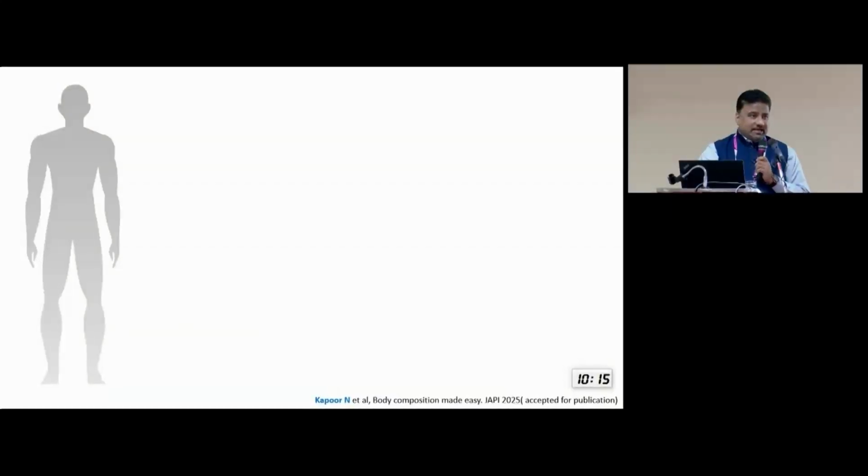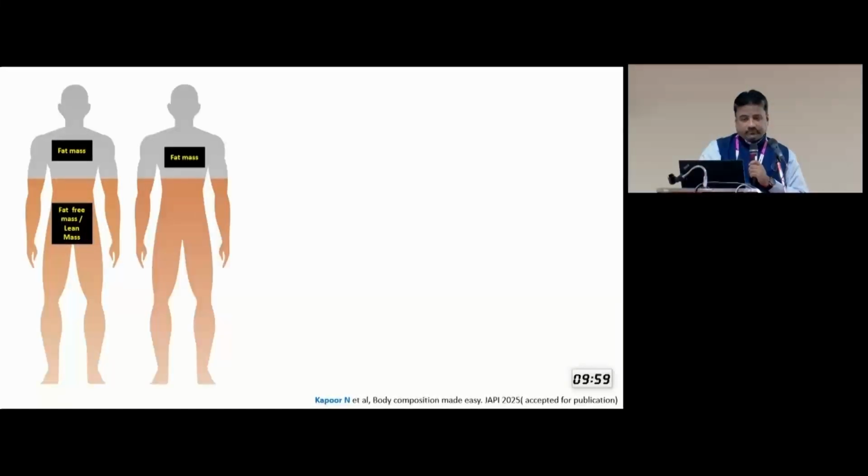To try and understand or dissect the body composition into different domains, let's go through this infographic. If you have the whole body, the easiest way is to divide the body into fat mass and fat-free mass. But the fat-free mass itself has a lot of components. The fat-free mass can be divided into bone and lean mass, because bone is very hard, very different from the soft tissue. So it can be either bone or lean soft tissue mass.